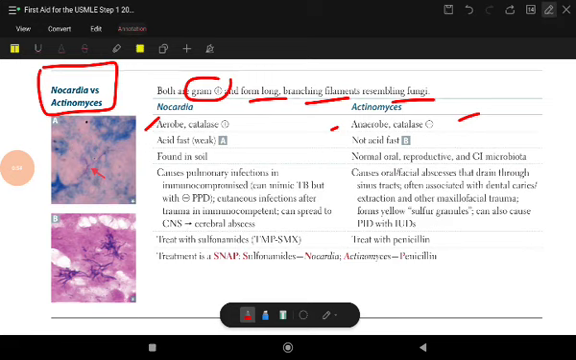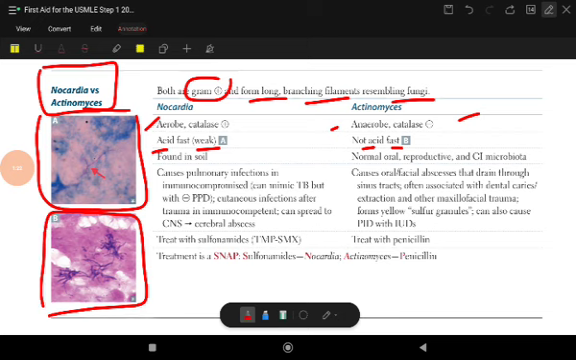One key feature to note is that Nocardia is weakly acid-fast bacilli, meaning bacteria, whereas Actinomyces is non-acid-fast. What does it even mean? See, the acid-fast means this color. This color which is showing over here in acid-fast. If acid-fast is positive, this color will be bluish. But if acid-fast is negative, this color will be pinkish. So that's why you can say Nocardia is acid-fast and Actinomyces is non-acid-fast. Okay, it is not acid-fast.